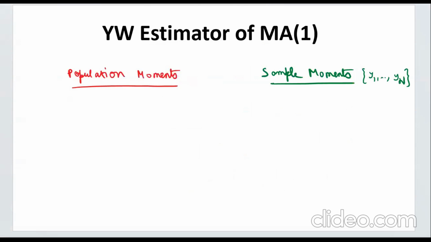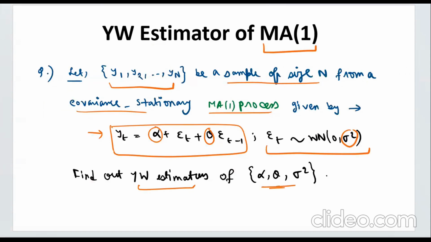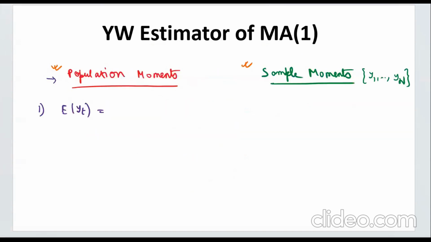So let us see how we can do that. The simple process here is to find out what is the population moment and what is the sample counterpart of it that I'll be showing. So the population moment, when we say population moment, the first thing that we do is expectation of Yt. So I hope you know what is the expectation of this. This is simply alpha. Again, if you don't know how to do this, watch that video before. So population moment is expectation, variance, and auto covariance. So for MA1 process, the expectation of Yt is alpha.